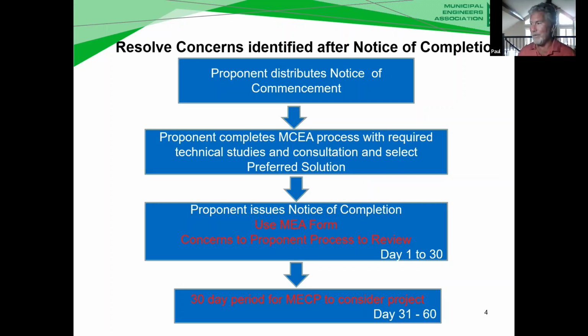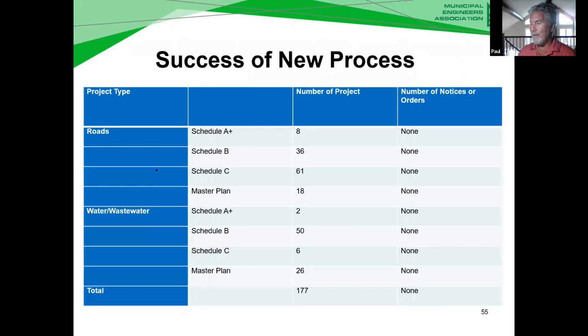But these are the important things: after that first 30 days, so use the MEA form and review those concerns within the first 30 days, and then wait that second 30 days for the ministry to consider the project, and hopefully they don't act, and therefore you're just free to go.